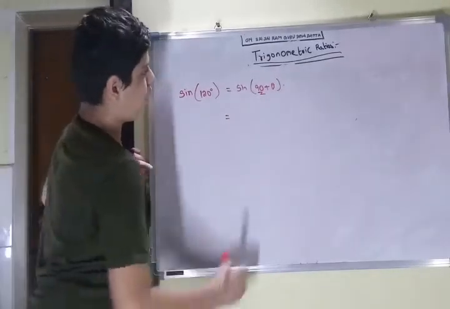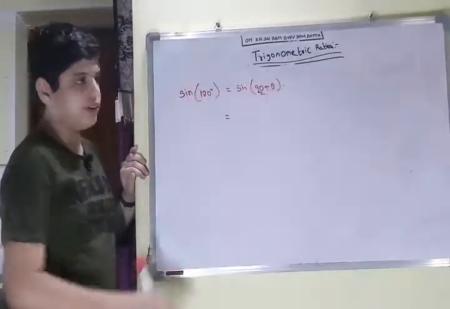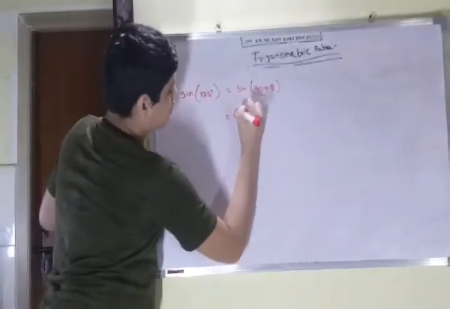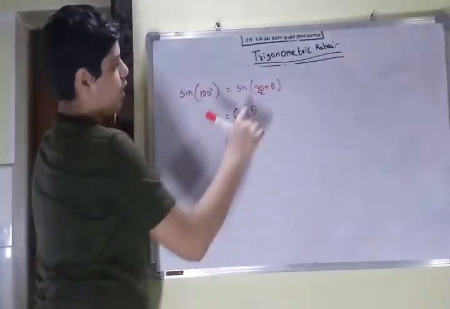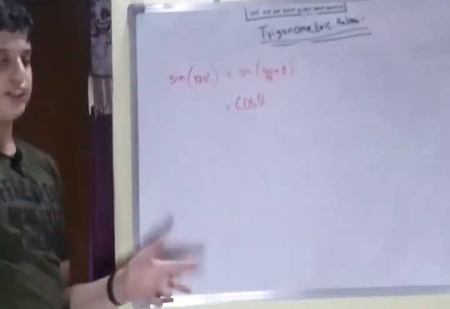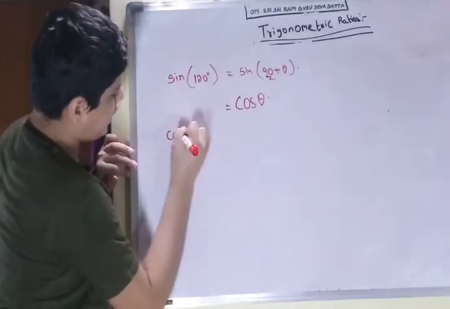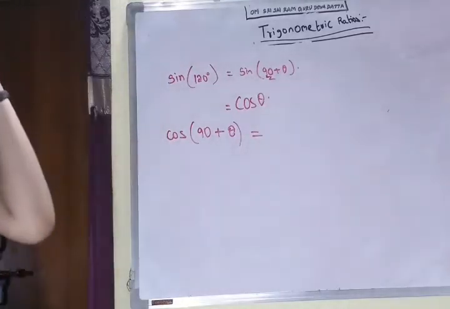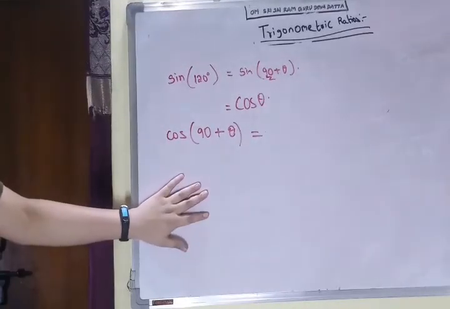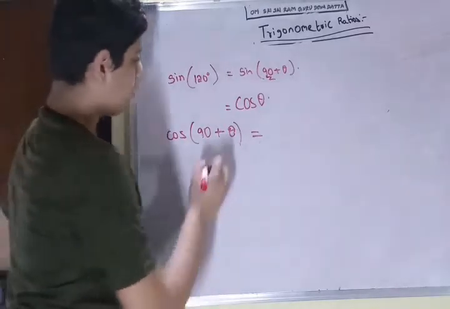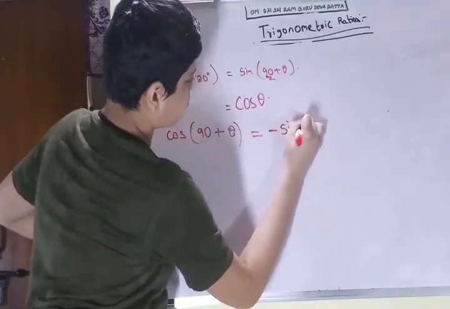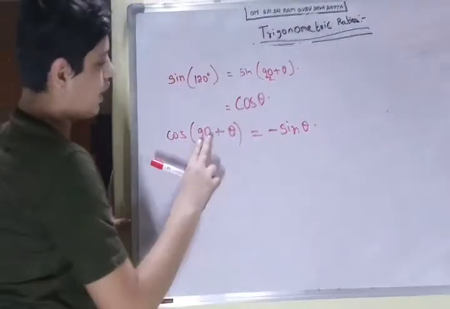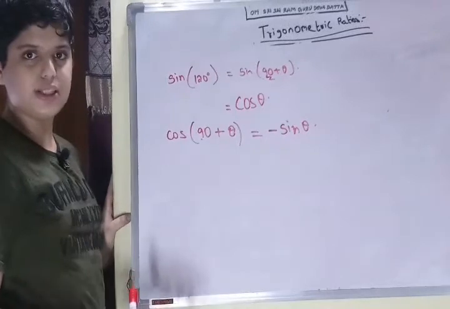Now I will tell you one trick. If there is 9 here, that is odd, don't care about the 0. 9 is odd, so this will become cos theta. If an odd one is there, then you need to change the function. Now for the same thing, let us see cos 90 plus theta. In the second quadrant, cos is negative. So minus sin theta. Here 9 is there, so you should change the function, and 90 plus theta lies in the second quadrant where cos is negative.